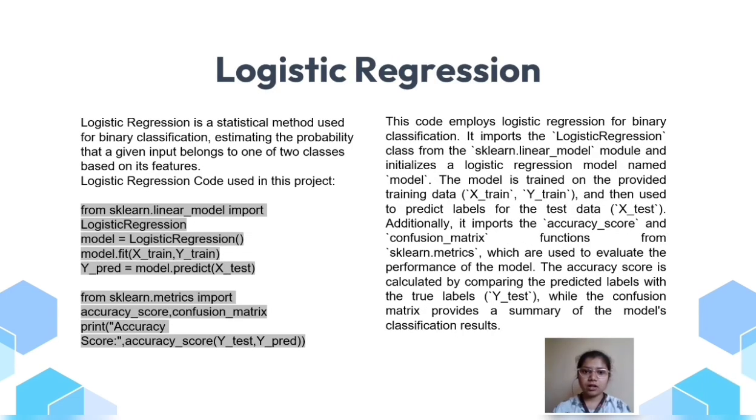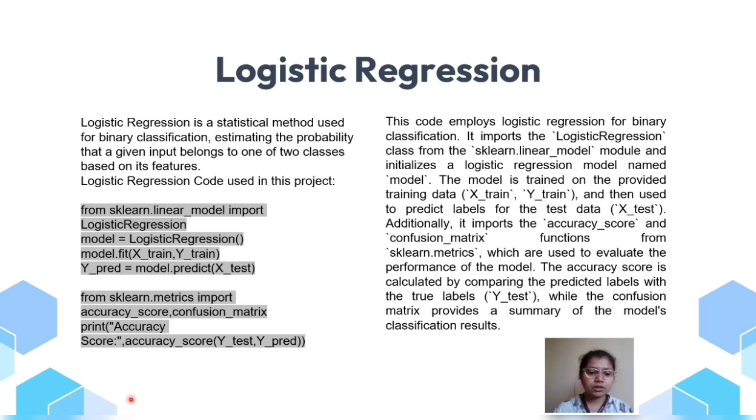Hello everyone, myself Sarita. I am going to discuss two models, that is logistic regression and SVC model, which are used in our project, that is wine quality prediction. So firstly, logistic regression. Logistic regression is a statistical method used for binary classification, estimating the probability that a given input belongs to one of two classes based on its features.